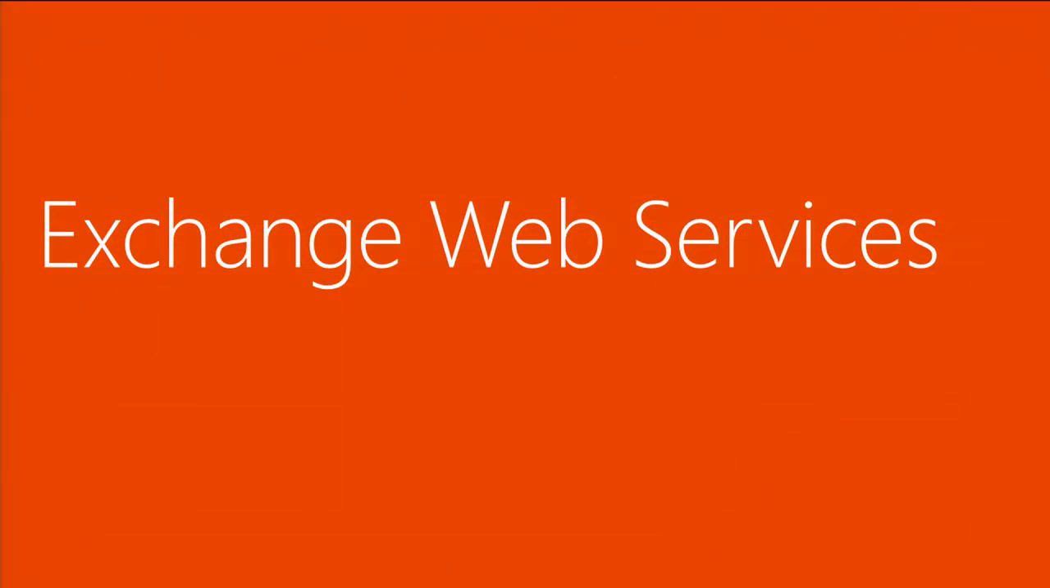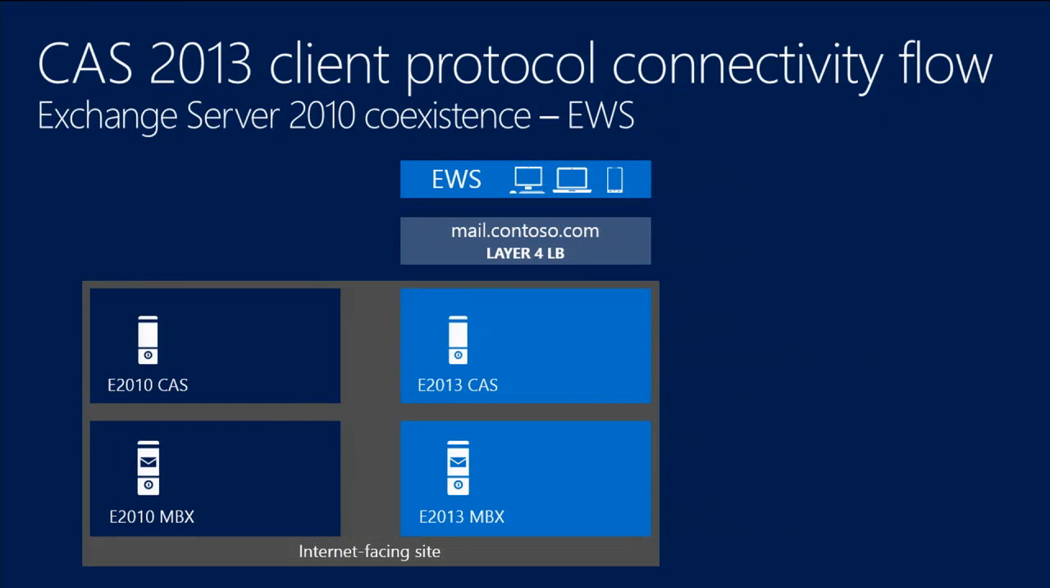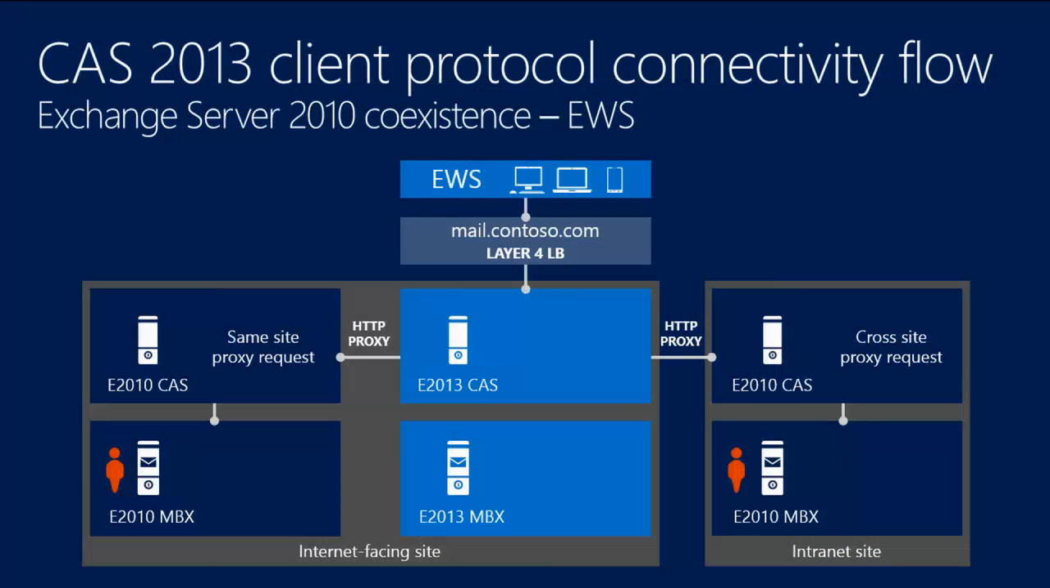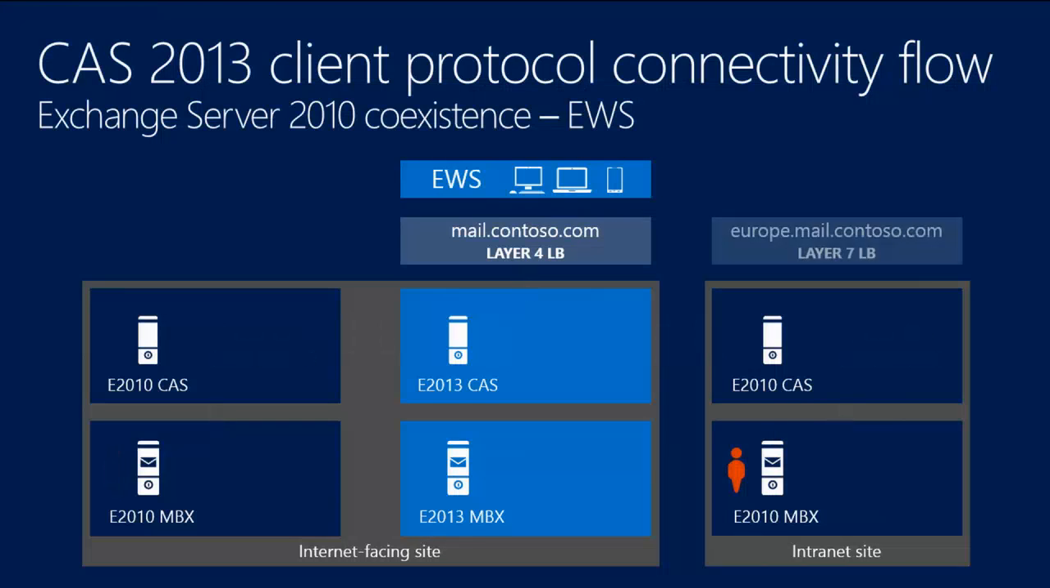Web services. So an Exchange Web Services client is exactly the same, really, as OA and ActiveSync from a 2010 coexistence perspective. We simply proxy across to CAS 2010. The client has full connectivity. Everything just works. Just works, right? That should be fine. There's no issues with that scenario.